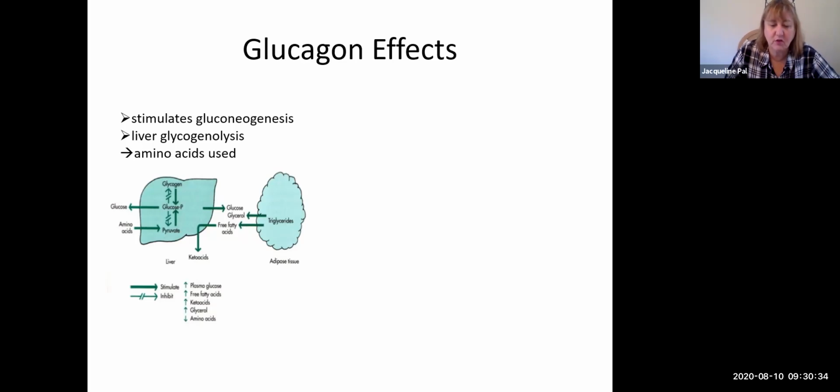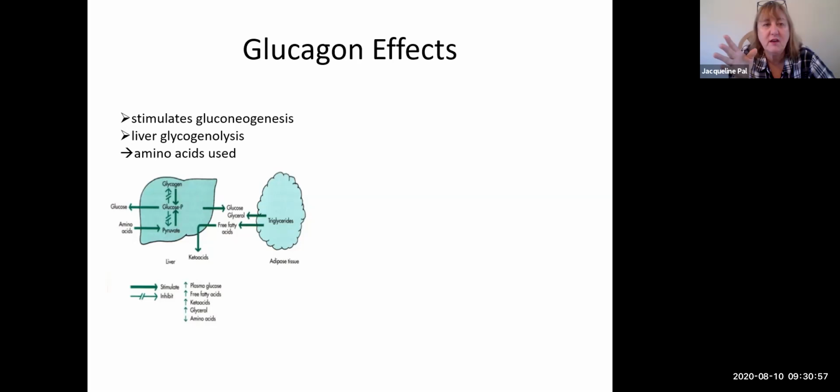Well, going back to the glucose metabolism slide, it stimulates gluconeogenesis. In other words, if we got some acetyl-CoA floating around, we're going to make glucose from it. In addition, it stimulates liver glycogenolysis. In other words, the glycogen in the liver is going to be chopped up to release its glucose molecules.